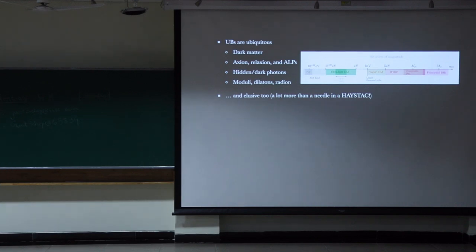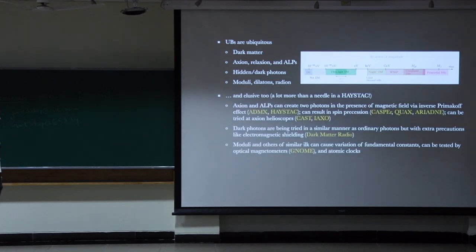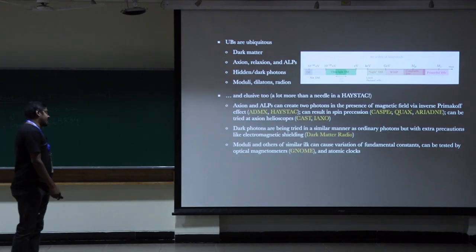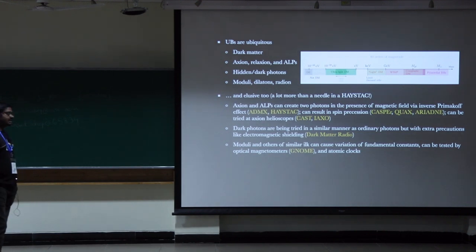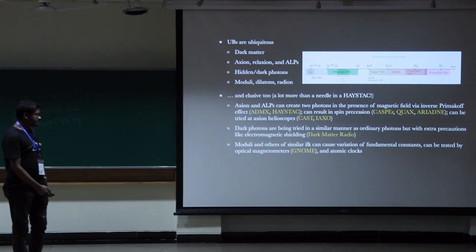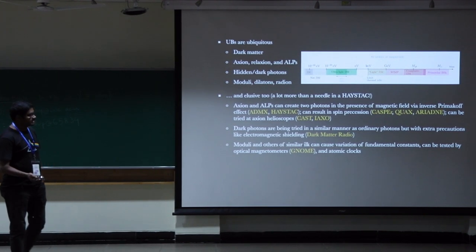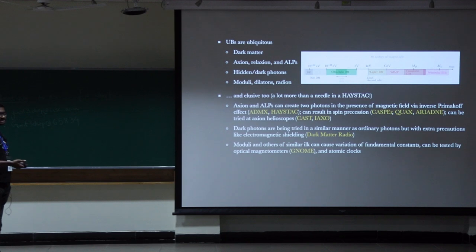Now, although ubiquitous, at least theoretically, they are elusive too. There are many experiments which are proposed. For example, for axions and axion-like particles, some experiments employ the idea of the inverse Primakoff effect, where two photons can be generated from those particles in the presence of a magnetic field. And there are experiments like ADMX and HAYSTAC, which are trying to detect those particles.